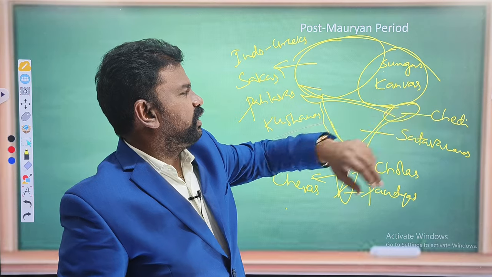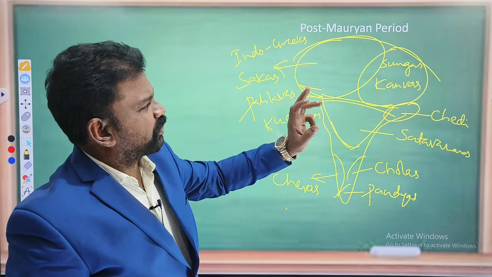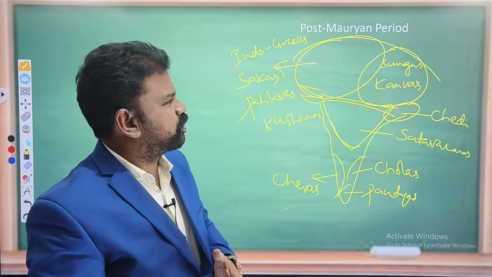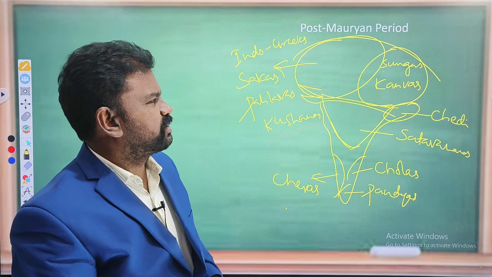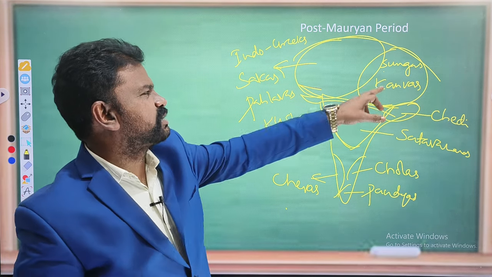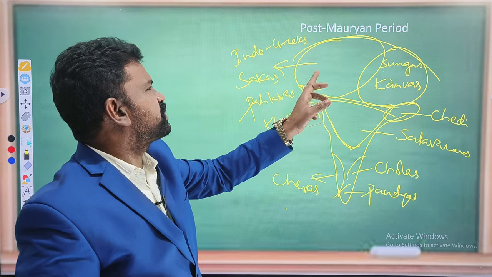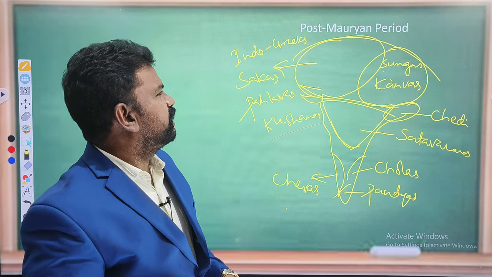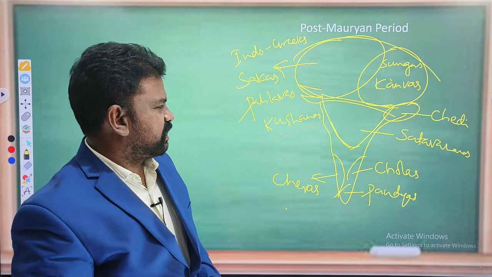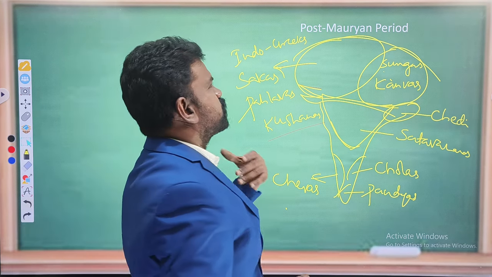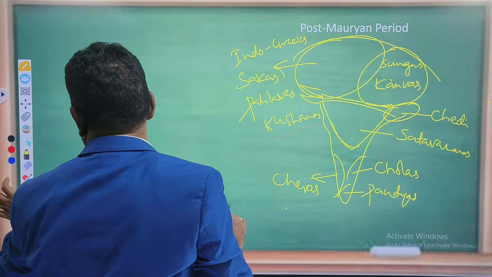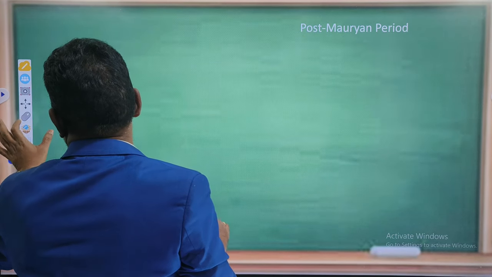The Mauryans were followed by the Sungas, and the Sungas were followed by the Kanvas. That is called the Magadha kingdom. Northwestern India was completely filled with the Indo-Greeks and Sakas. So this is the picture of the post-Mauryan period of India.